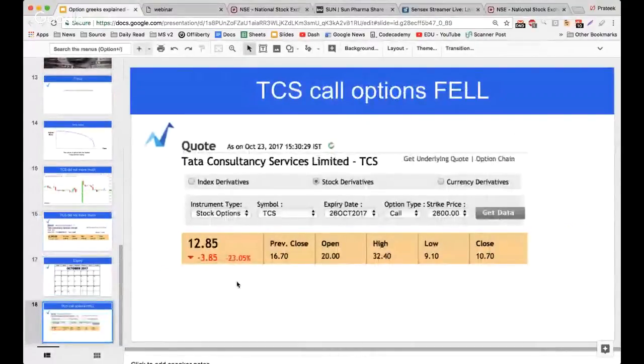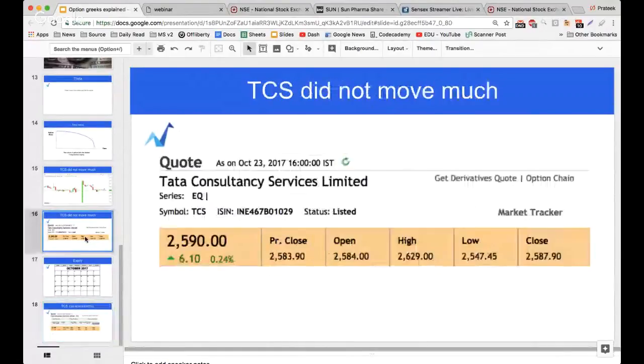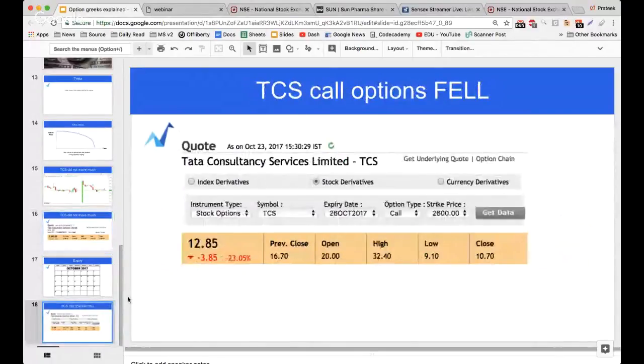The call options actually fell by 23%. That is strange, isn't it? Tata Consultancy Services is up 0.24%, but the call options have fallen 23%. Who can tell me why? Why is this happening? Who can tell me the reason?